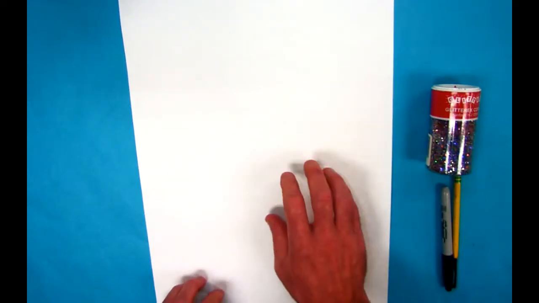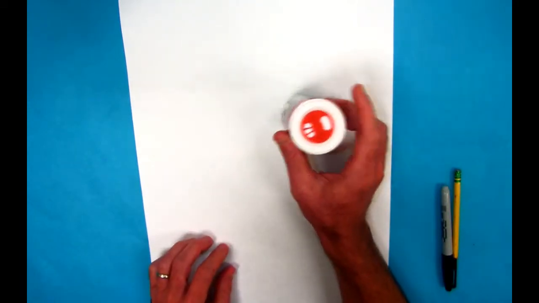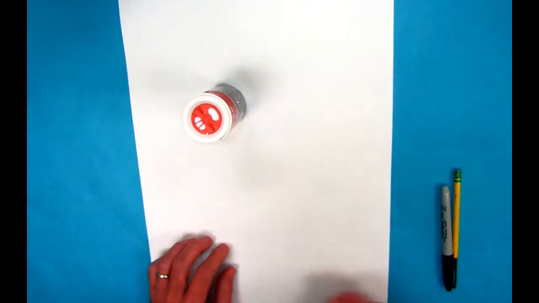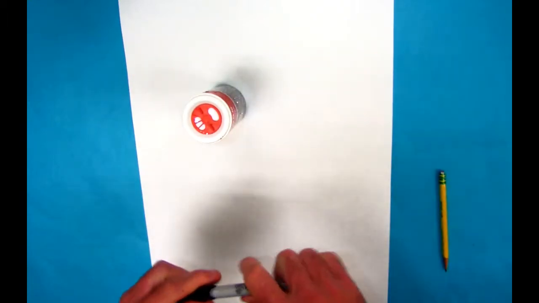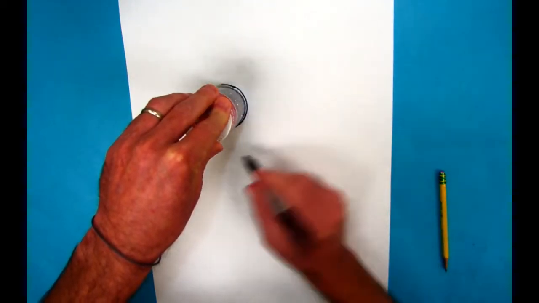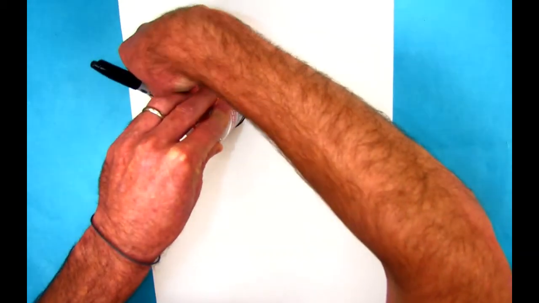Hey, so today I'm going to show you guys how you can draw cars using some simple shapes. If you take something with a circular bottom to it, you can put it onto a piece of paper and trace around it. Being careful not to let it move while you trace.